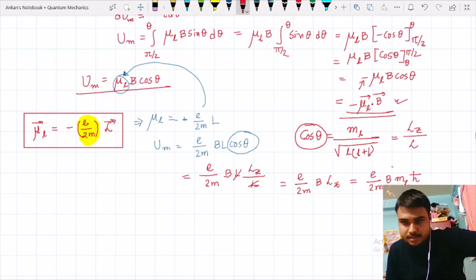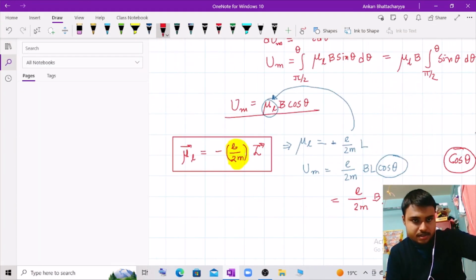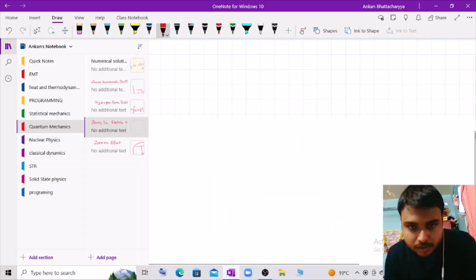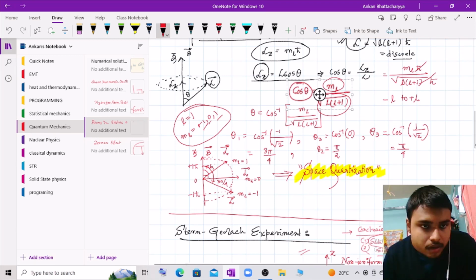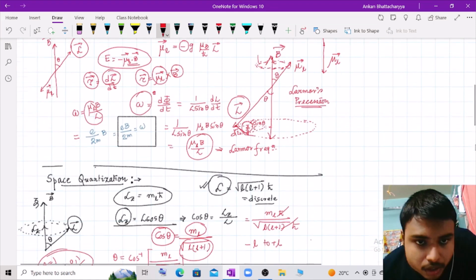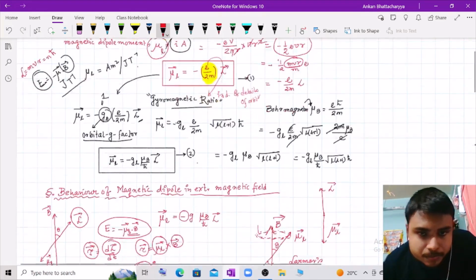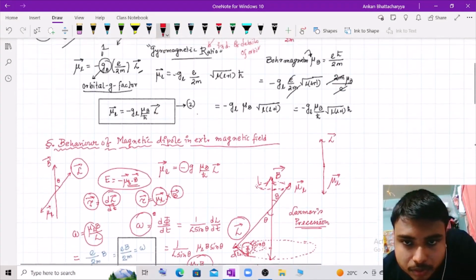Now this eB by 2m has some special name. What is this? If you have forgotten it, then please see the previous lecture. All the terms I have introduced in my previous lecture already. This is nothing but Bohr magneton, which I am going to show you.